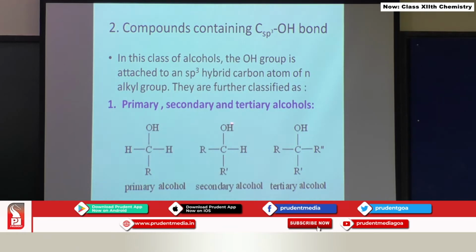Here you see the OH group is attached to a carbon which is sp3 hybridized, which is in turn attached to only one hydrogen. Therefore, it is called a secondary alcohol. And here the OH group is attached to an sp3 hybridized carbon atom to which no hydrogen is directly attached. Therefore, it is called a tertiary alcohol. So, this is the first category of compounds which we get upon attaching the OH group to an sp3 hybridized carbon atom.